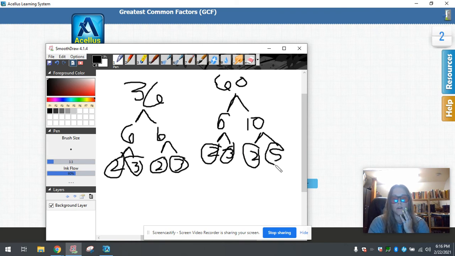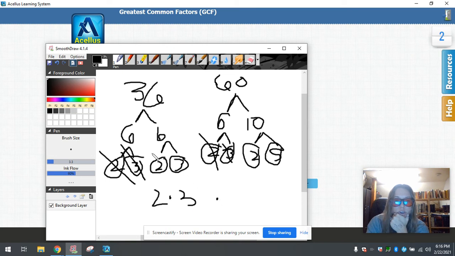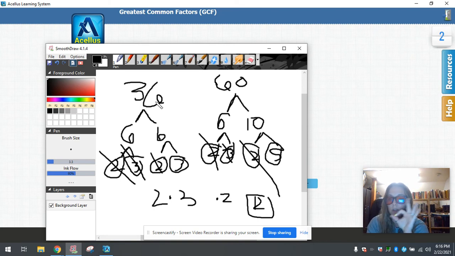Now I look for matching prime numbers in both trees. I've got a pair of 2's. Now it sounds like I'm playing poker. Got a pair of 3's. Got another pair of 2's. And that's the last of my pairs between the two trees. 2 times 3 is 6 times 2 is 12. 12 is my greatest common factor of 36 and 60. 12 fits evenly into 36 3 times. 12 fits evenly into 60 5 times.